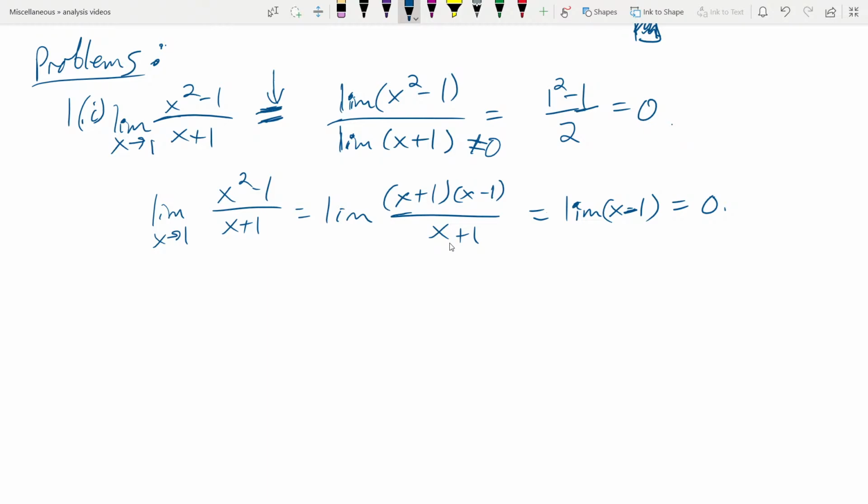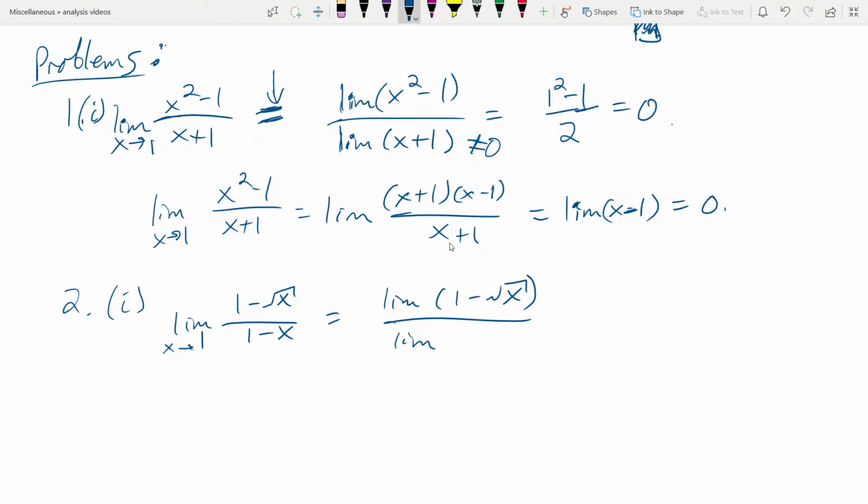All right, I'm going to skip ahead to problem 2. So let's look at part 1. The limit of (1 minus root x) over (1 minus x) as x approaches 1. It is actually not valid to just take the limit of the top and the bottom, even though the limits of the top and bottom exist at 1. The reason it's not valid is because the bottom limit is 0, so this is bad.